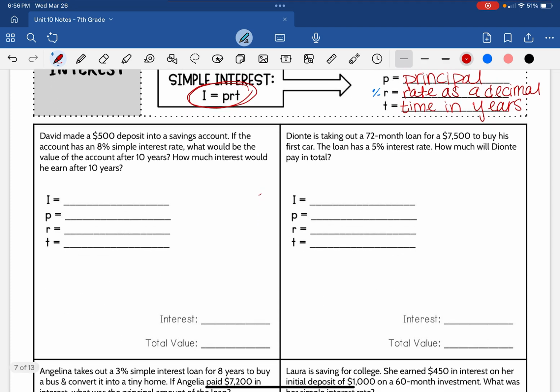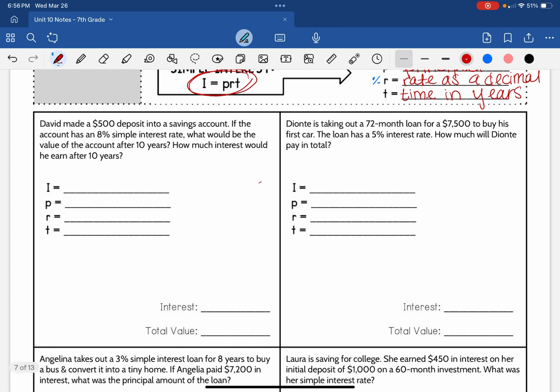So let's come down here and do this first problem. David made a $500 deposit into a savings account. If the account has an 8% simple interest rate, what would be the value of the account after 10 years? And how much interest would he earn after 10 years? So we're looking for two answers here. We don't know what I is, but we can figure out what all the other ones are. So your principal is going to be this original amount that he deposited. So your $500 is your principal.